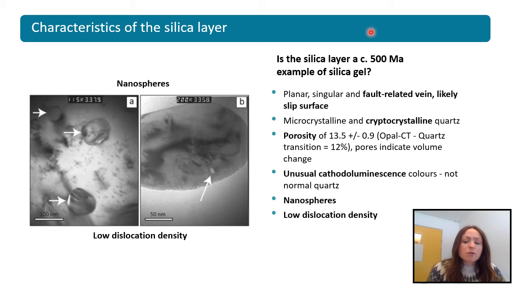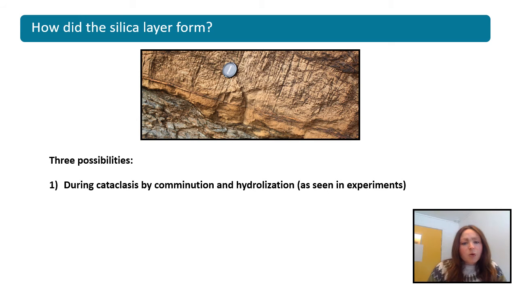And this, combined with the structural position of the vein in the fault, suggests that it does indeed represent a record of dynamic weakening, possibly an earthquake. But the question remains, how did the silica layer actually form? In the experiments where the silica gel formed on a slip surface, it formed by grinding, comminution and hydration.